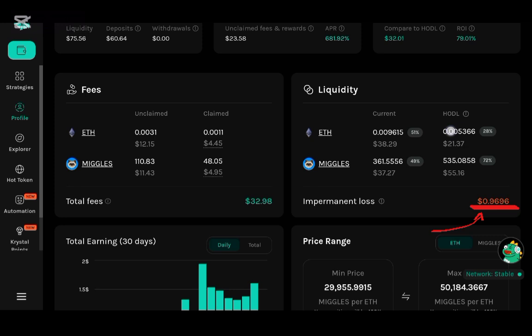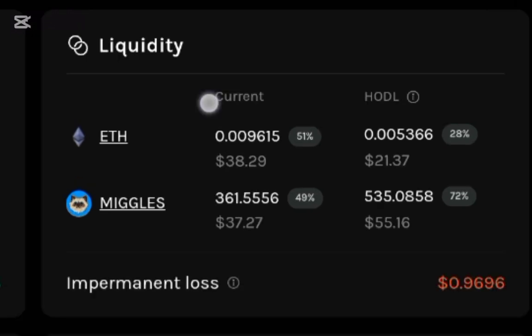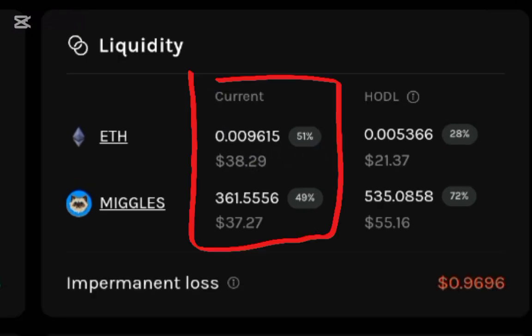And why is that? So hodl is when I first deposited. They lock those numbers just for the sake of comparing. If I would be holding these in my wallet instead of depositing into the pool, I would be holding this amount of ETH worth this in dollars, and this amount of Miggles worth this in dollars, right? And you see that the current percentage that I own of both tokens is vastly different.